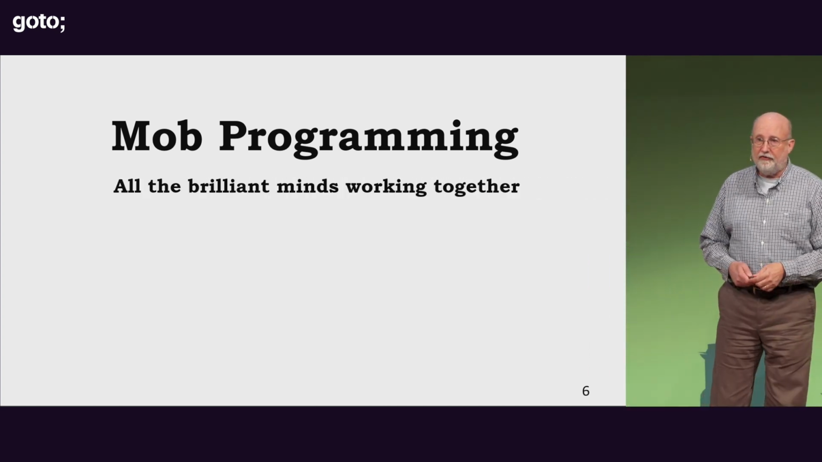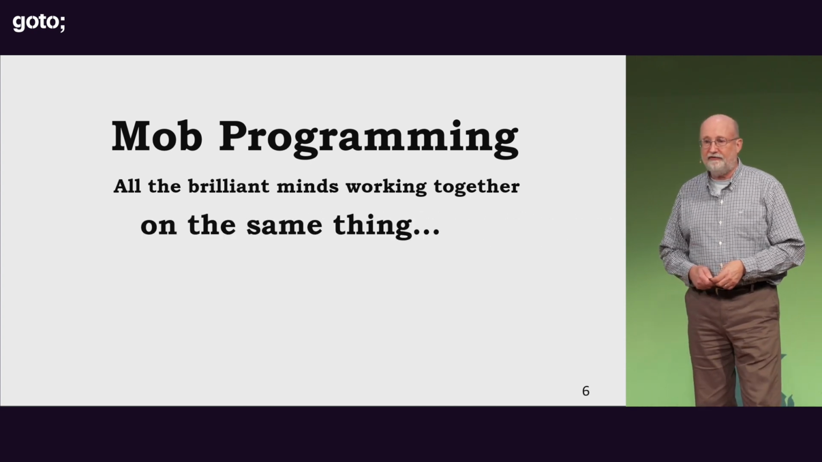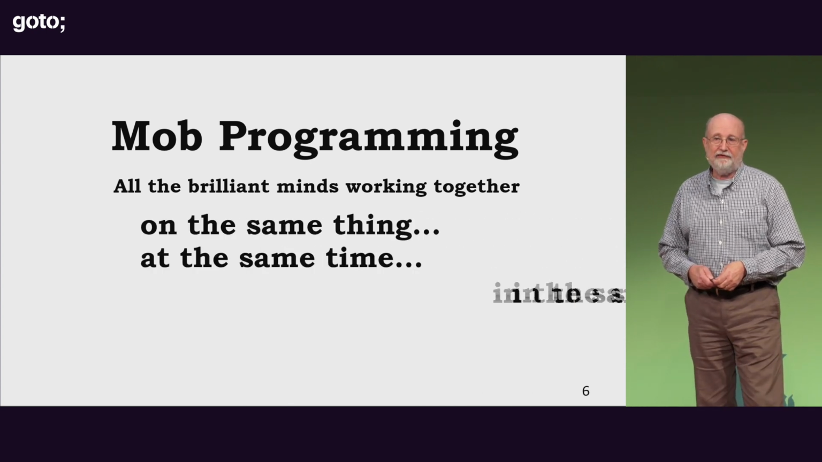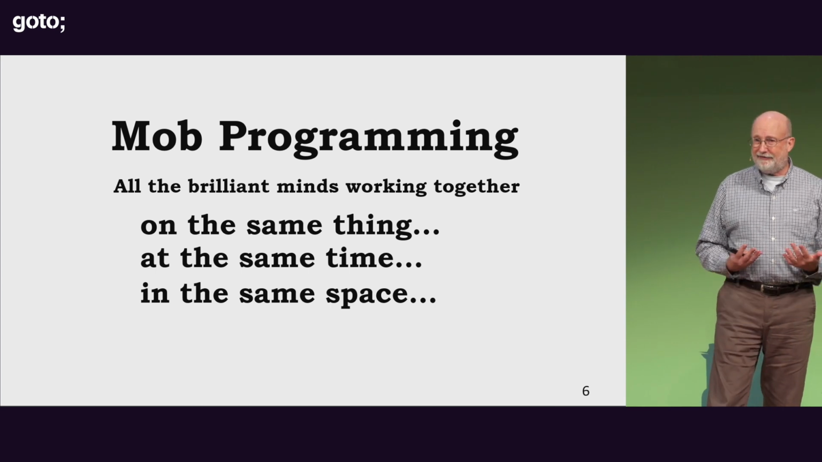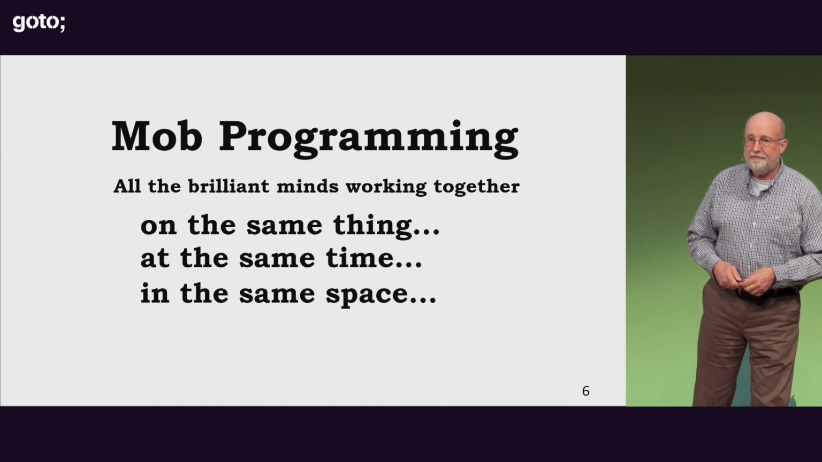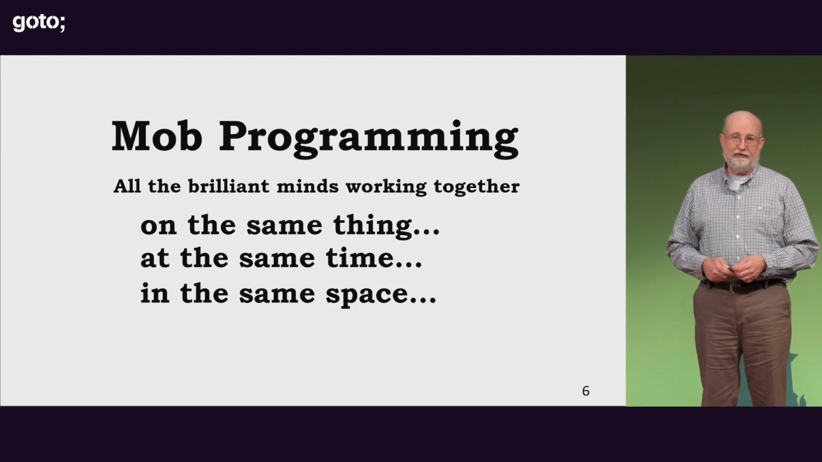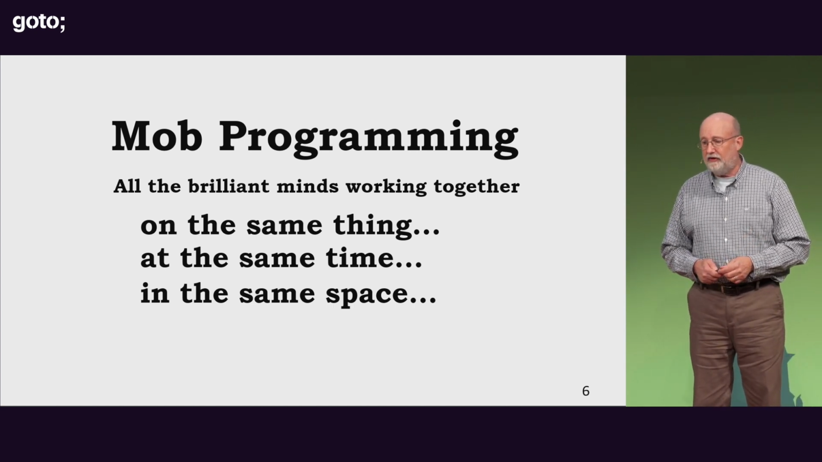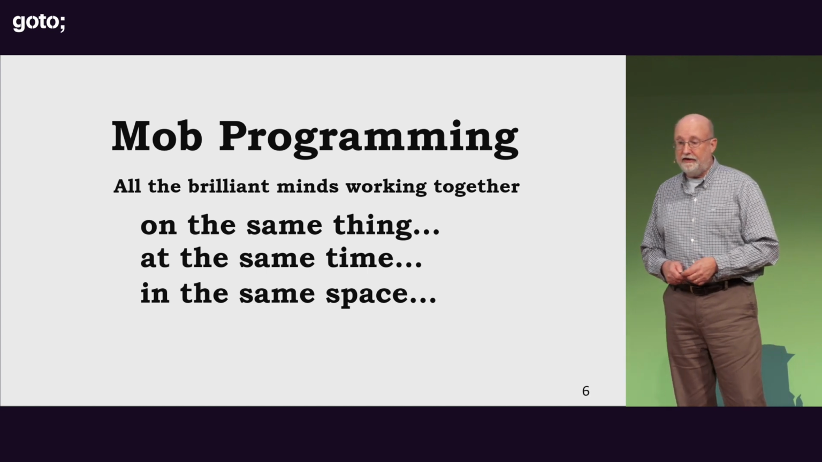Mob programming is all the brilliant minds working together on the same thing, at the same time, and in the same space. And this basically allows us to collaborate well. That's why we work this way. And this is sort of what Agile is about. Let's find ways to accentuate or highlight our ability to collaborate well.